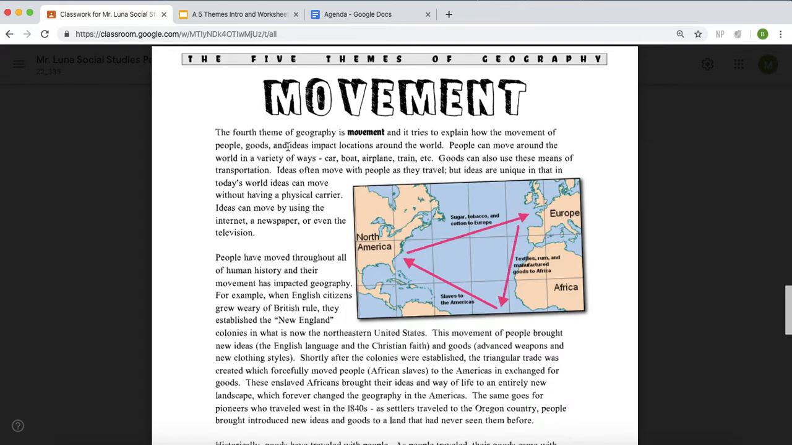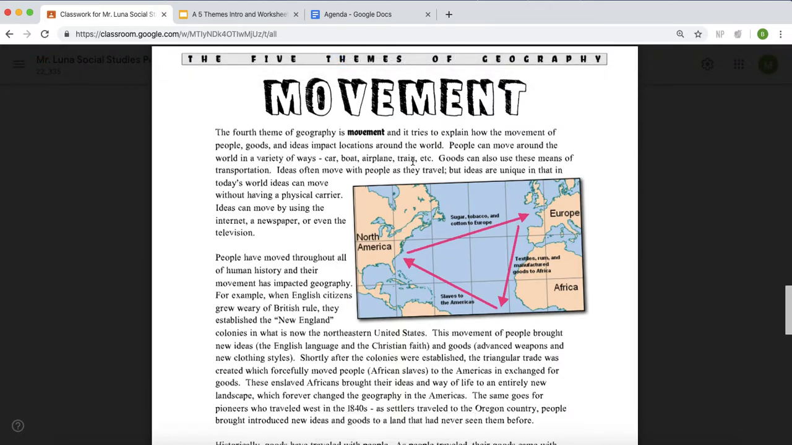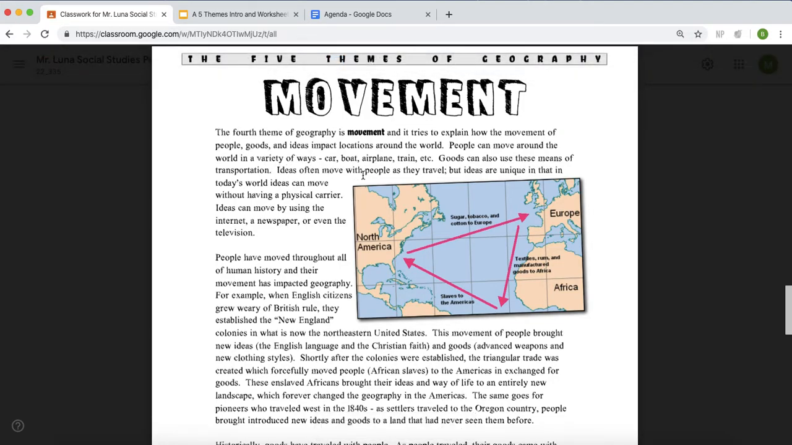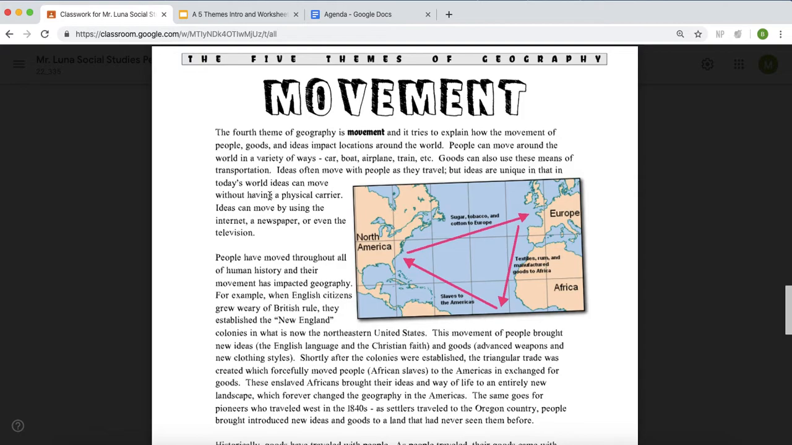Now, coming back to this, ideas impact locations around the world. People can move around the world in a variety of ways: car, boat, airplane, train, etc. Goods can also use these means of transportation. Ideas often move with people as they travel, but ideas are unique in that in today's world, ideas can move without having a physical carrier. Ideas can move by using the internet, a newspaper, or even television.